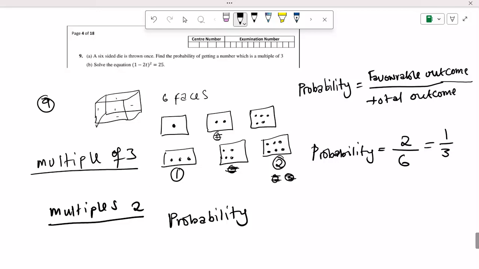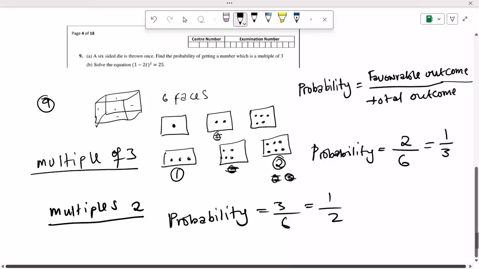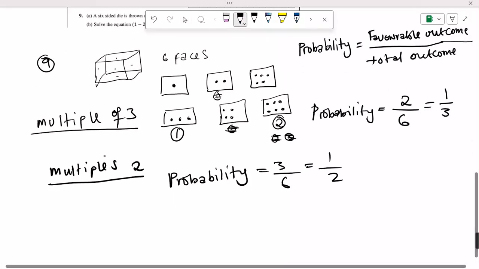We have 1, 2, 3. So you write 3 over total faces 1, 2, 3, 4, 5, 6. 6. Okay, so 3 into 3, 1. 3 into 6, 2. So the probability is half. Okay, so hope you've understood how to calculate something if you're given a dice. So that is part A.